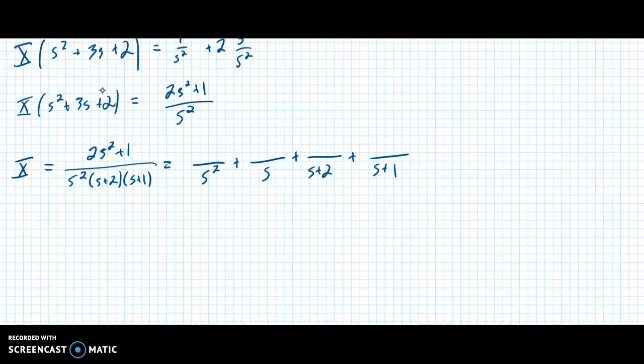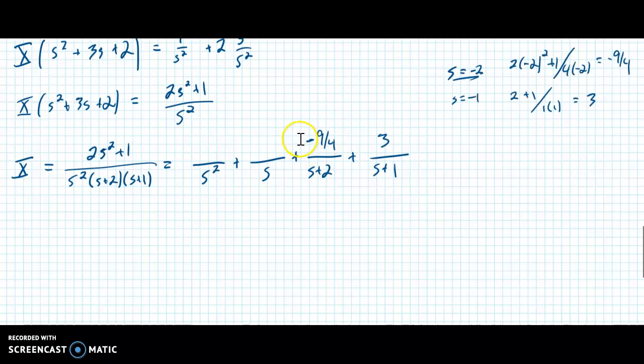I taught you in the last video why this piece is here. Now I'm going to show you the fast way to do all this. So you should be good with cover up. I can use cover up for the s plus 2 and the s plus 1. I'm going to hit pause, do the work for that, and then come right back. Okay, hopefully you agree with me. Negative 9 fourths and 3. I showed the work up here, so if you disagree, you can check this work. Hopefully I'm right. I've double-checked it a couple times. But I get this negative 9 fourths and the 3.